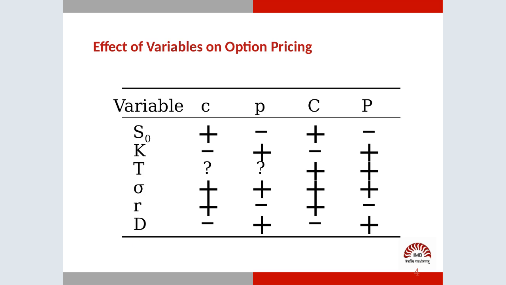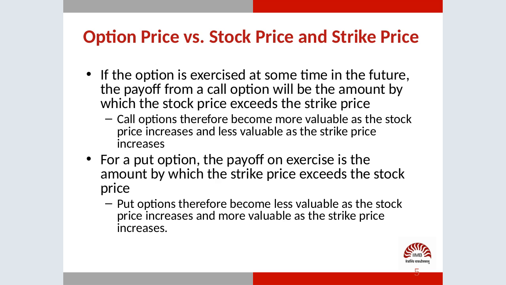Okay, let me explain this, how this happens, and then the graphs also. There are graphs that kind of show up. So let's take the first case: option price versus stock price and strike price.